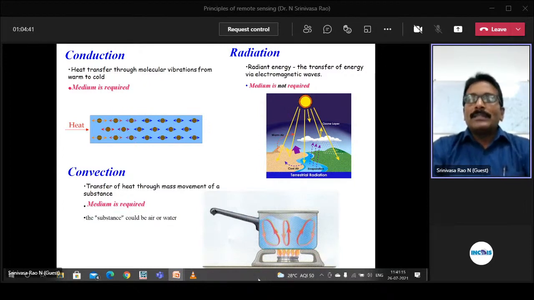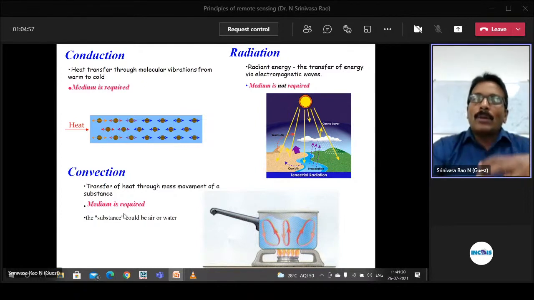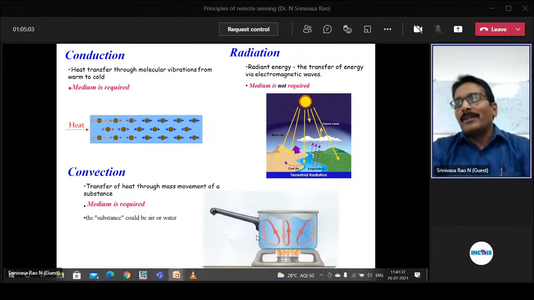So here the physical movement takes place between the molecules. The bottom molecule picks up that energy and comes to the surface, and again another bottom molecule comes up. When energy transfers from one place to another due to the physical movement of the molecules, we call it convection. So in this case also a medium is required.